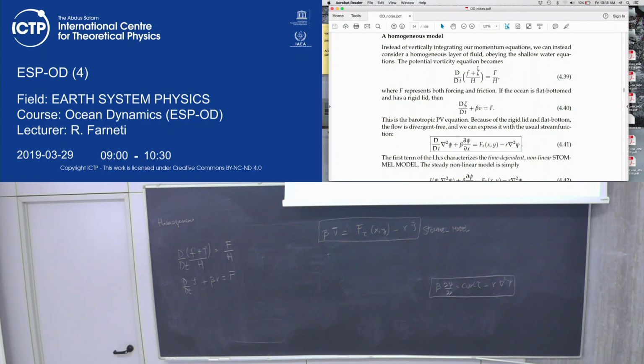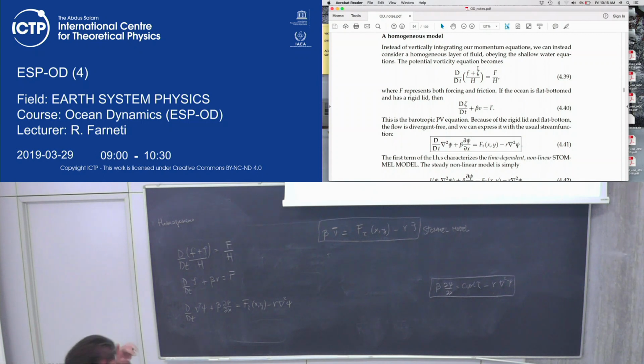So you just start with the potential vorticity equation of a homogeneous layer. And this is just the barotropic PV equation. You've seen this in atmospheric dynamics. You can derive wave properties from this. We use a homogeneous model, flat bottom and rigid lid. So the flow is again divergence free. We can use again the stream function, and you have d/dt of the Laplacian of the stream function plus the meridional velocity due to beta equal to some curl minus the Rayleigh friction at the bottom. This is exactly the Stommel model, but now we have the Lagrangian derivative. So there is a time dependent and there is an advective nonlinear term. So this is the full Stommel problem.